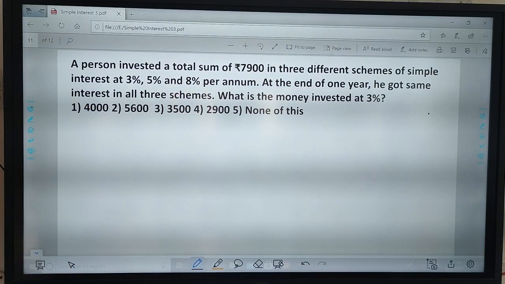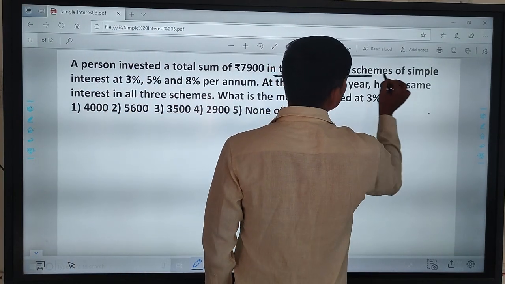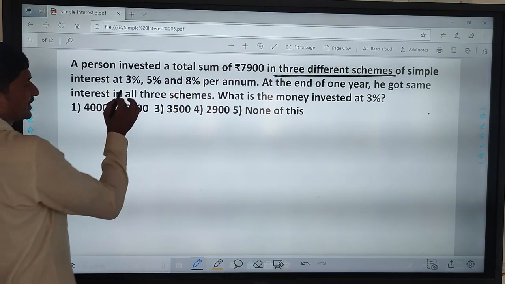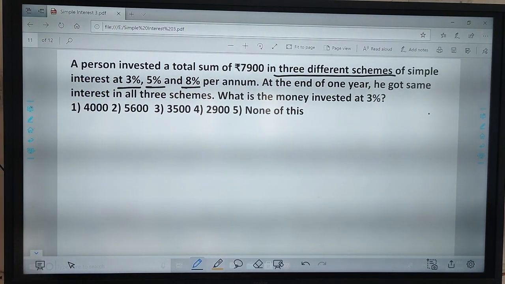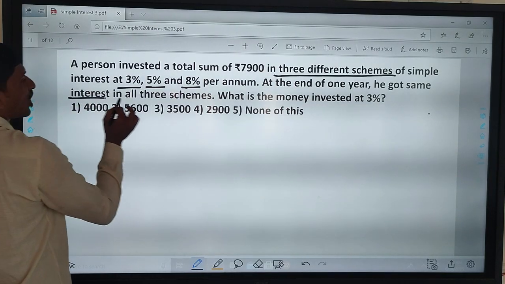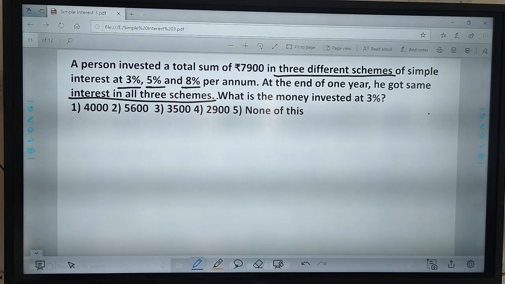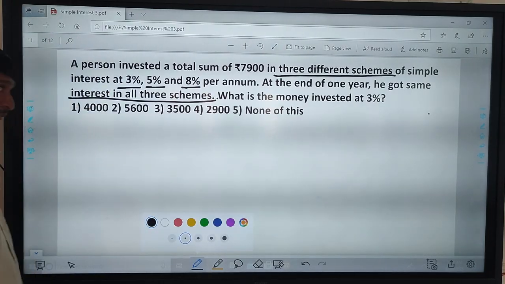A person invested a total sum of 7,900 in three different schemes of simple interest at 3%, 5% and 8% per annum. At the end of 1 year, he got the same interest in all three schemes. What is the money invested at 3%?